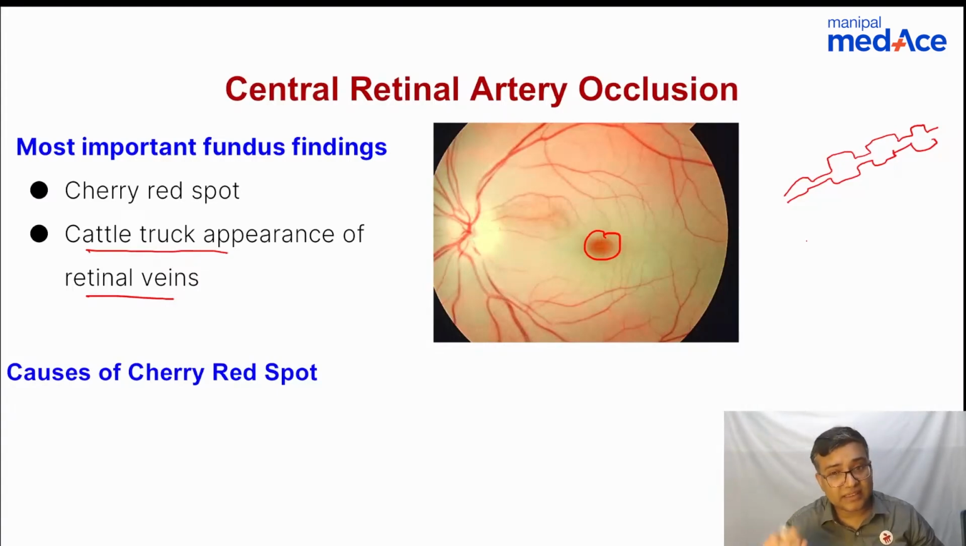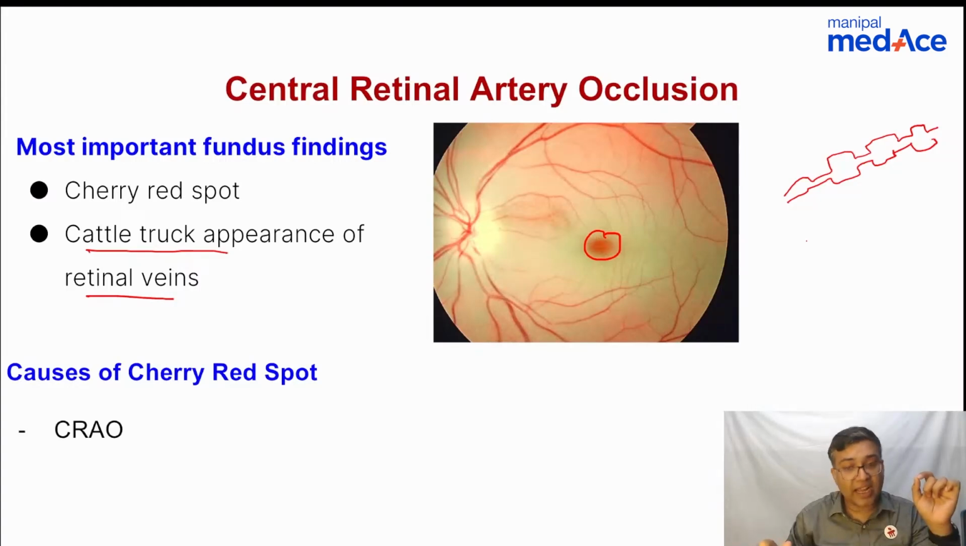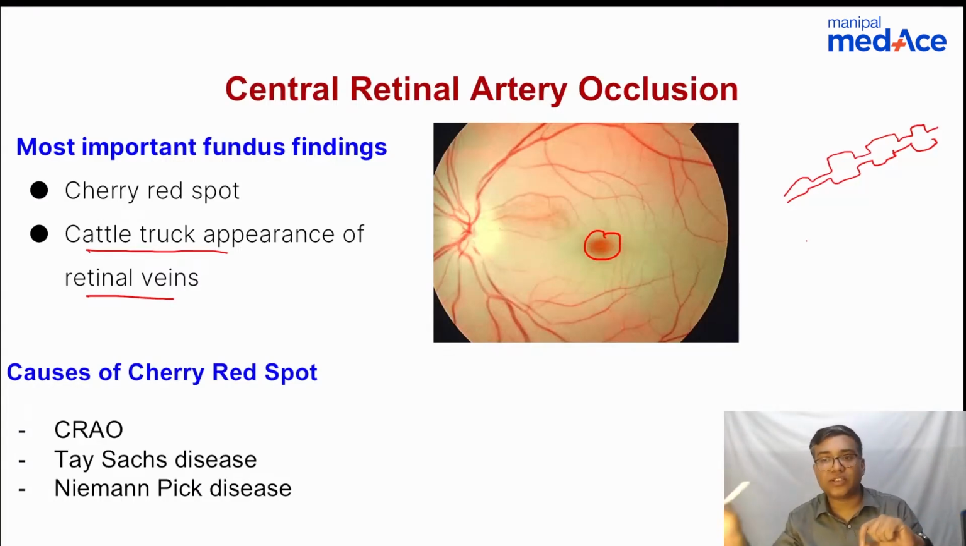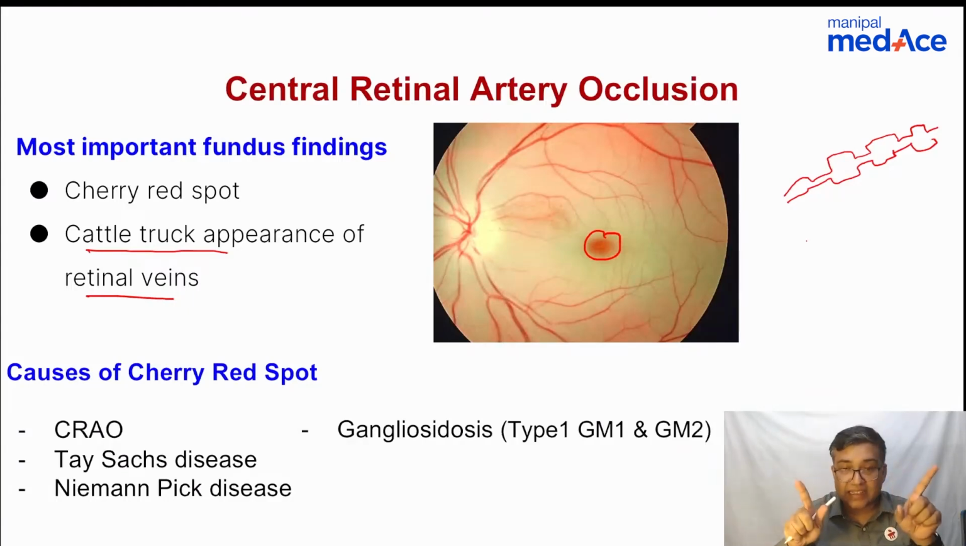Okay, so whenever you are having a cherry red spot, you have to remember the various differential diagnoses of cherry red spot. The causes that you have to remember, as I have shown you here, are central retinal artery occlusion, Tay-Sachs disease, Niemann-Pick disease, and gangliosidosis. It is not all of them, it is type 1 GM1 gangliosidosis and GM2 gangliosidosis. These are the two types of gangliosidosis where you have a cherry red spot. Okay, then methanol poisoning.